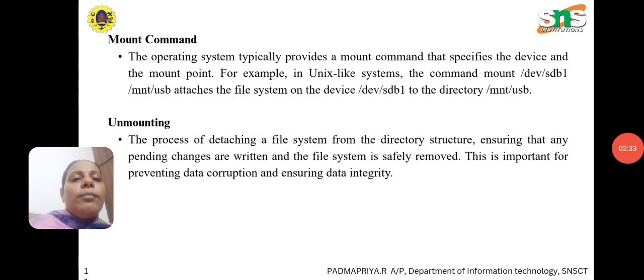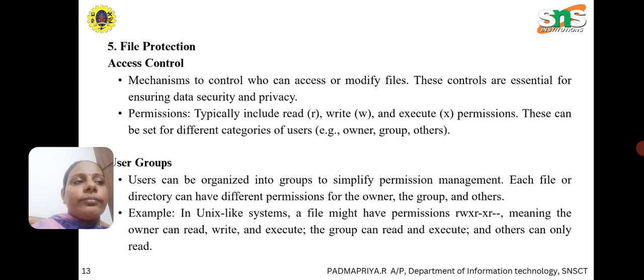Unmounting. Unmounting means the process of detaching a file system from the directory structure, ensuring that any pending changes are written and the file system is safely removed. This is important for preventing data corruption and ensuring data integrity.